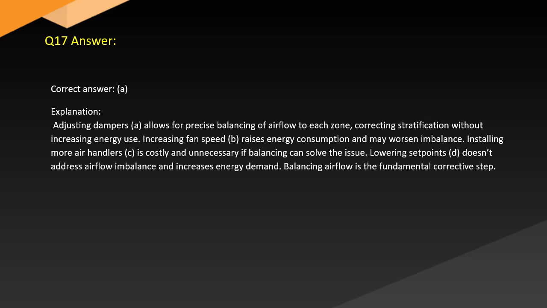Answer. Correct answer: A. Explanation. Adjusting dampers, A, allows for precise balancing of airflow to each zone, correcting stratification without increasing energy use. Increasing fan speed, B, raises energy consumption and may worsen imbalance. Installing more air handlers, C, is costly and unnecessary if balancing can solve the issue. Lowering set points, D, doesn't address airflow imbalance and increases energy demand. Balancing airflow is the fundamental corrector.